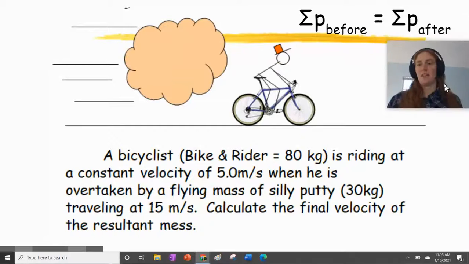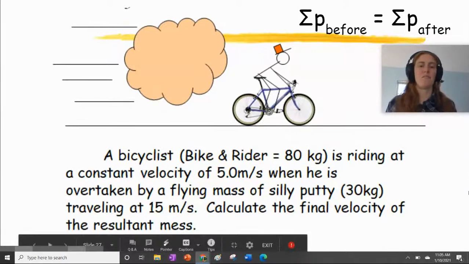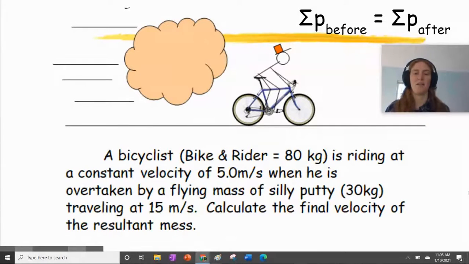So let's do an example. This is an example of a bicyclist. Bike and rider is 80 kilograms, and they are riding at a constant velocity of 5 meters per second, when he is overtaken by a flying mass of silly putty of 30 kilograms, traveling at 15 meters per second. And I want you to calculate the final velocity of the resultant mess.